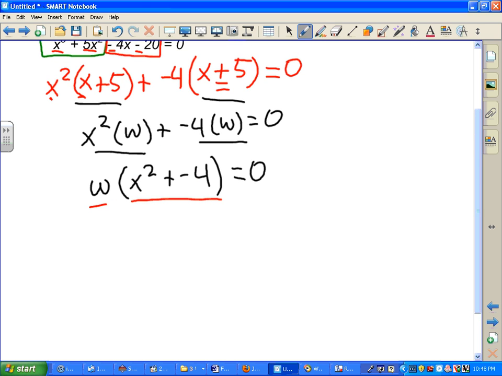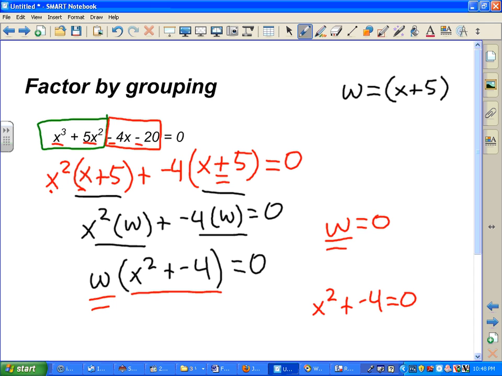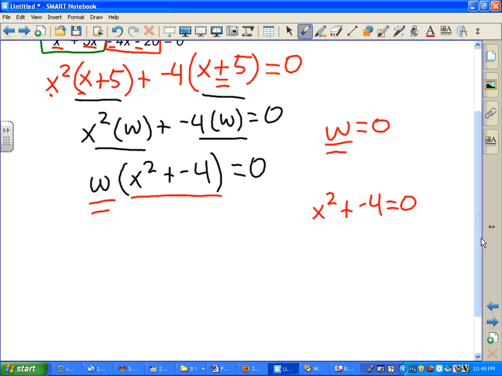So if I take each piece and set it equal to 0, I have w equals 0. And I have x squared plus negative 4 equals 0. Well, I don't care about w. I care about x. So I'm going to substitute the x plus 5 back in for w. So I now have x plus 5 equals 0. And if I solve that, x equals negative 5.